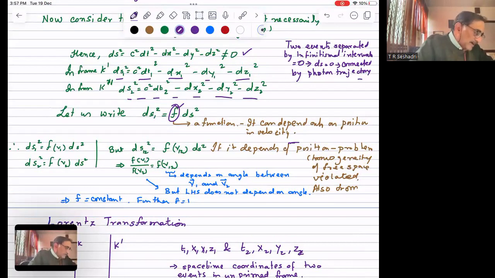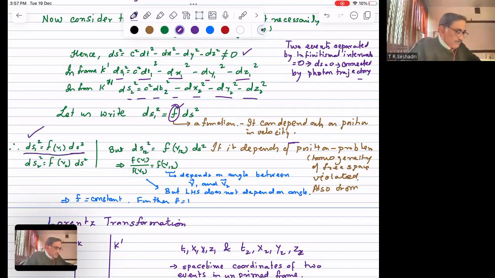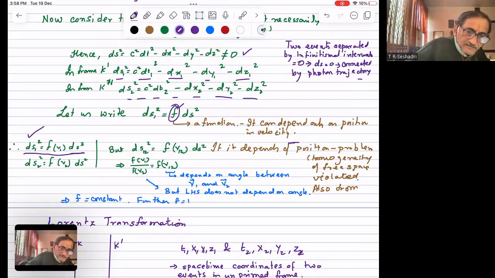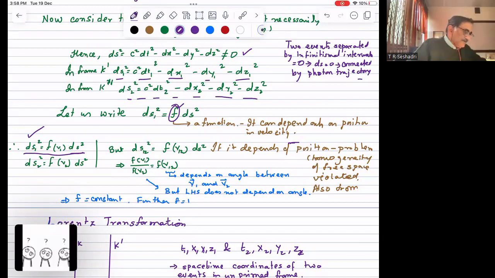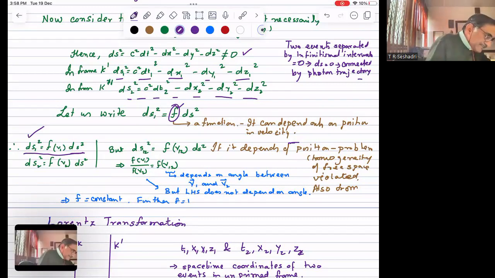Now, if you have an event in the unprimed frame whose ds square is some value, then the ds square value in frame 1 will be related by this, as we just saw. Correct? Similarly, if we see the same two events in frame 2, it will be related like this.